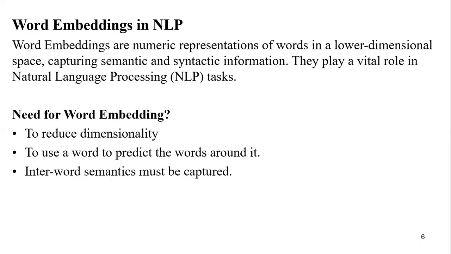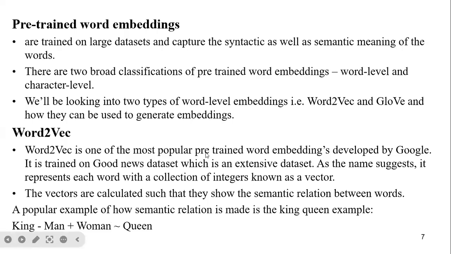What is the need for word embeddings? They mainly help in the reduction of dimensionality. As each word will have different dimensions, in order to reduce the dimensions, we make use of word embeddings. They use a word to predict the words around it. As I said, to find similar words we make use of word embeddings, and also to capture interword semantics. For that reason also we use word embeddings.